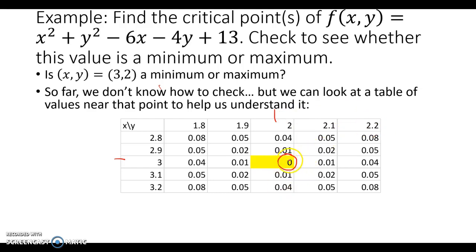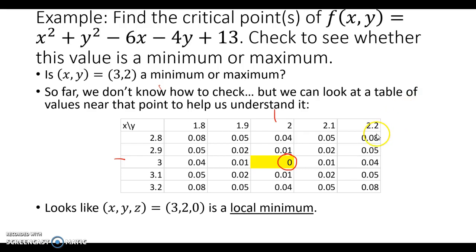I want to look at the z values, and I see that this value of 0 is the smallest value in this table. So because at 3, 2, the z value is 0, which is smaller than all of the z values surrounding that point that I picked in this table, it looks like xyz equals 3, 2, 0 is a local minimum. Well, that's great. So I have a table, I can verify that.